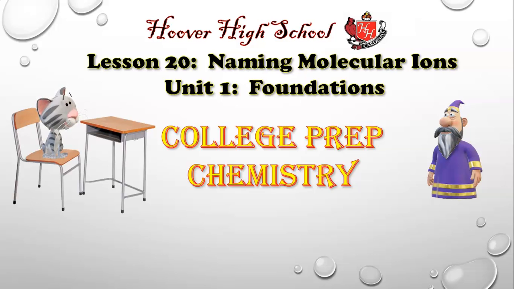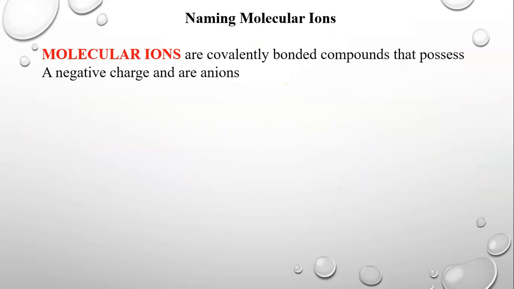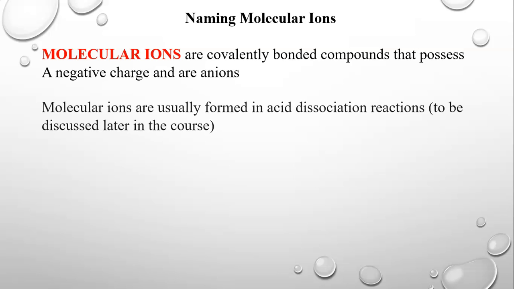Chemistry, we're going to wrap up the foundations unit with lesson 20, and this is on naming molecular ions. So molecular ions are covalently bonded compounds that possess a negative charge and are anions. Molecular ions are usually formed in acid dissociation reactions, and that's a topic we're going to deal with later on in the course.